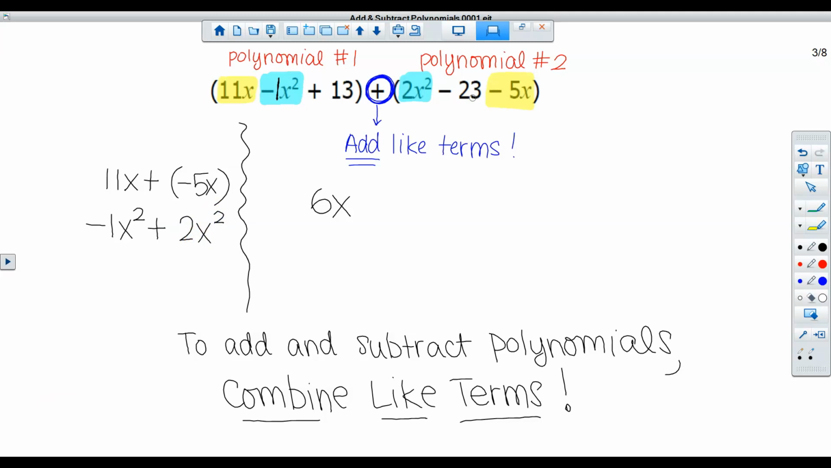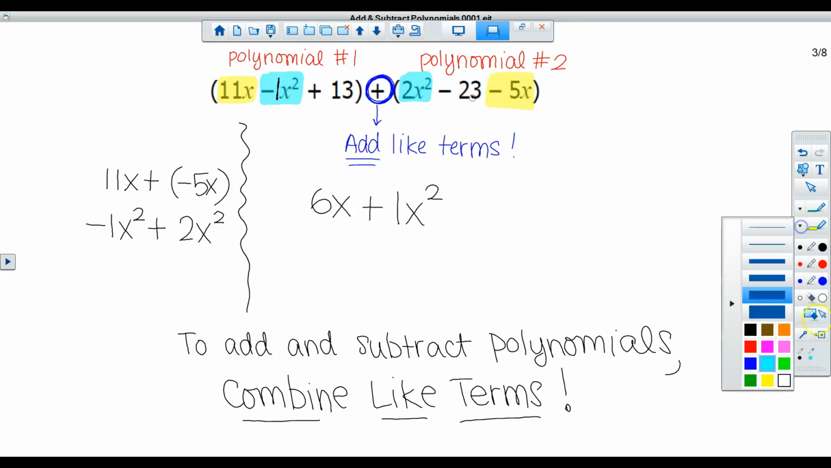So this is the point where I would type into my calculator negative 1 plus 2, which is a positive 1. And then they both ended with x squared, so I need to put an x squared on that 1. So negative 1x squared plus 2x squared is positive 1x squared, and I put that in my answer after I combine them.